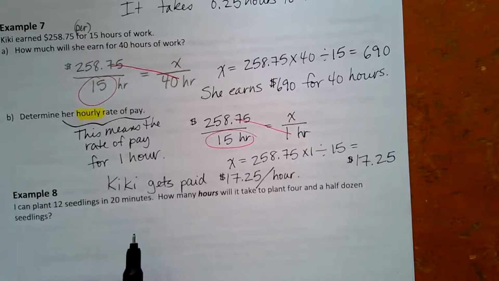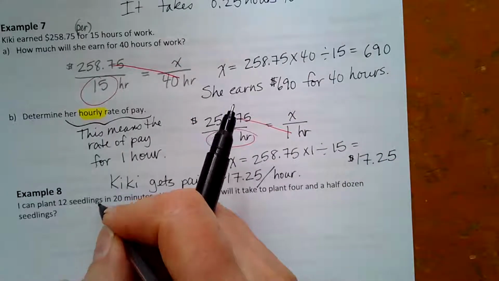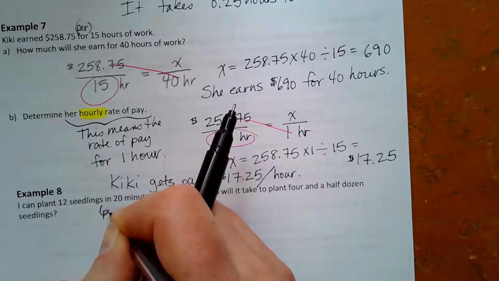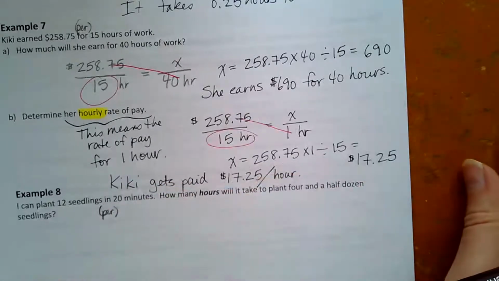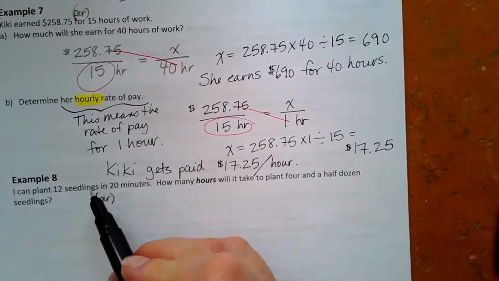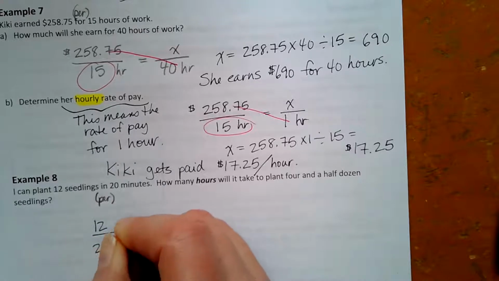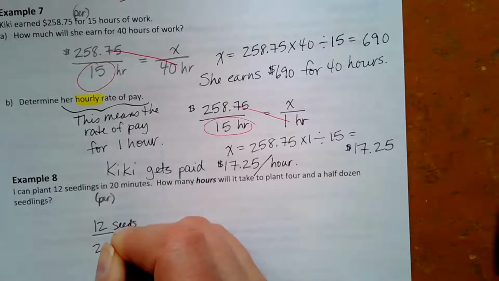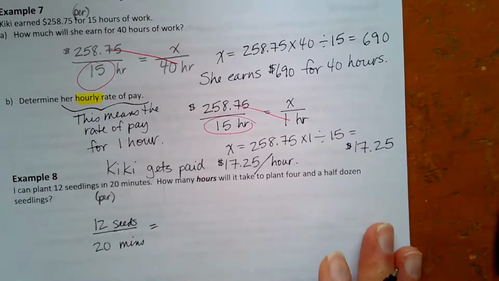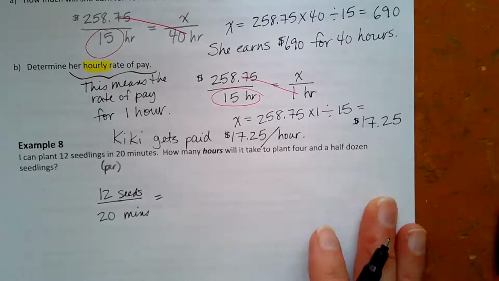Okay, let's set the first thing up. This is another ratio, right? 12 seedlings per 20 minutes. It means the same thing, right? 12 seedlings per 20 minutes. Wherever you can substitute the per in, that gives you where your division symbol is. So 12 seedlings, I'm just going to put seeds down, in 20 minutes. How many hours will it take to plant 4.5 dozen seedlings?